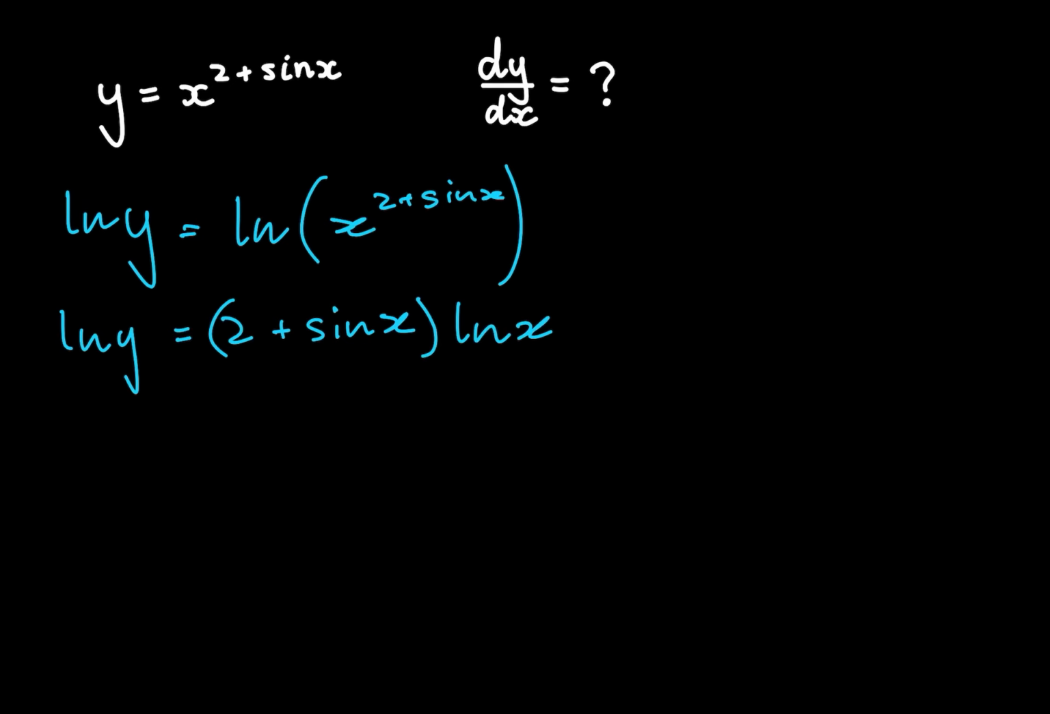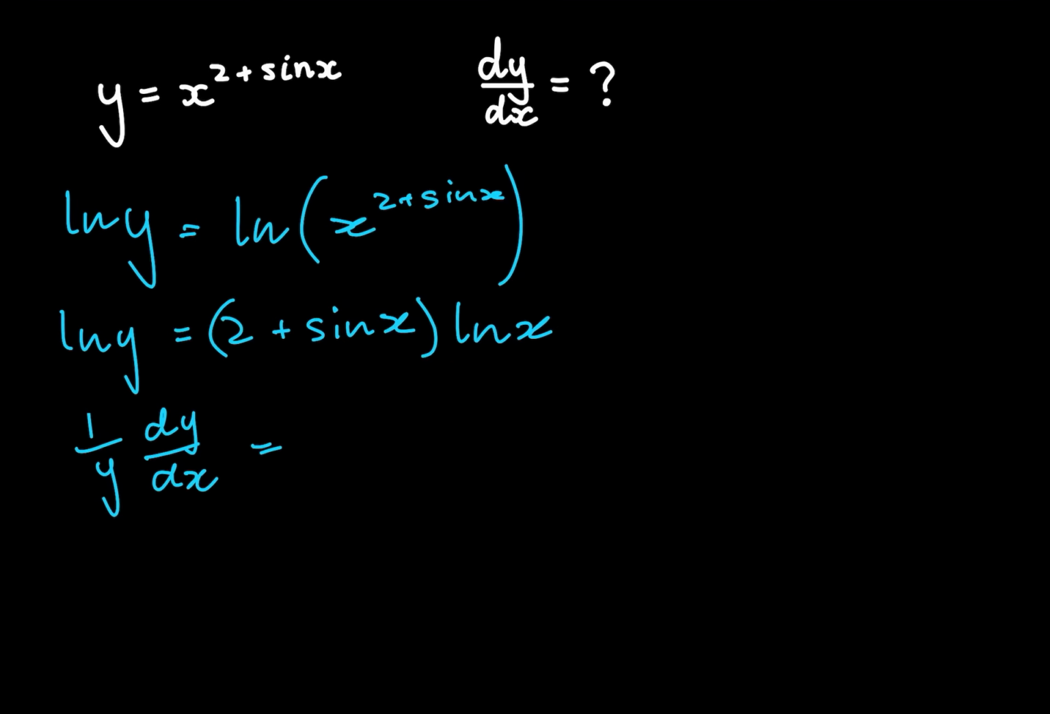Okay, now we do the derivative implicitly. So we are doing implicit differentiation now. The derivative of the natural log of y in terms of x is 1 over y dy/dx. And this is essentially saying that we differentiated y in the natural log of y, but in terms of x. Okay, now we differentiate the right-hand side in terms of x.